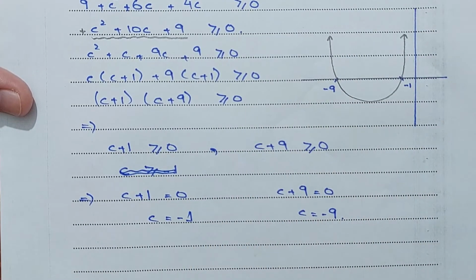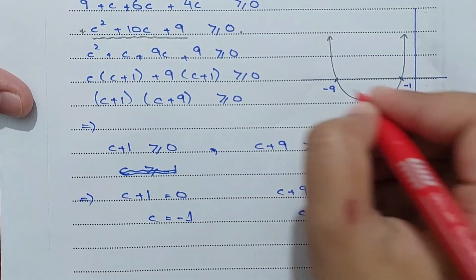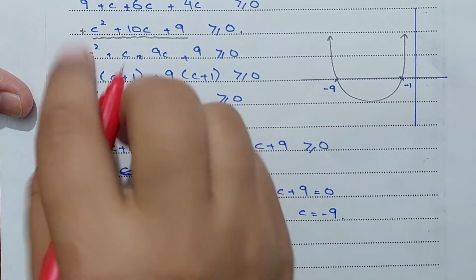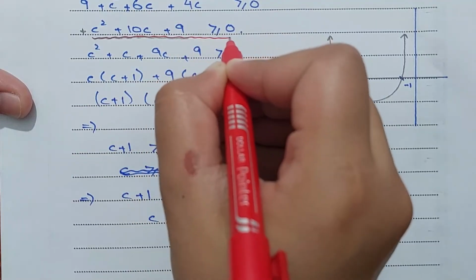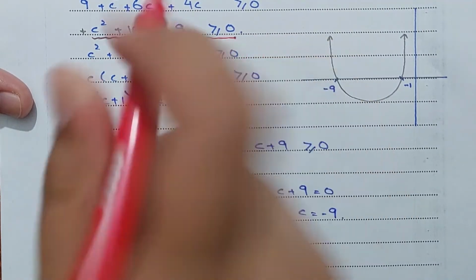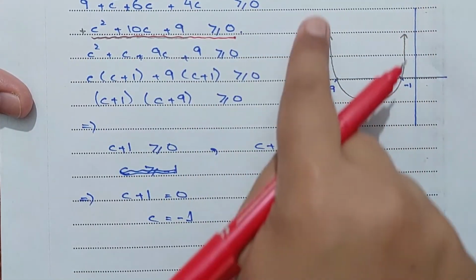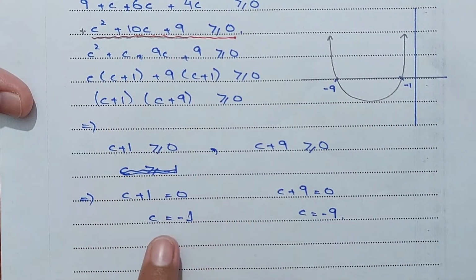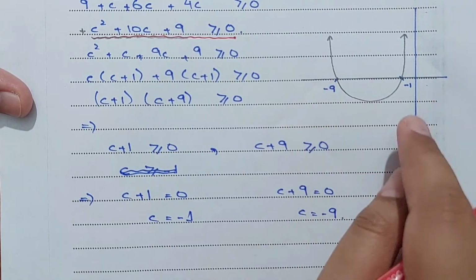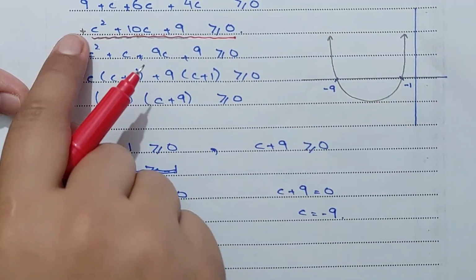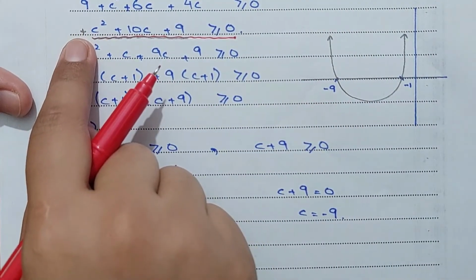Let me explain one more time. We are working on the solution when this is greater than or equal to 0, because we have a quadratic equation. This is a sketch of this quadratic equation, and the roots are minus 1 and minus 9, which I already plotted. It's a parabola, and it opens upward because the c squared coefficient is positive, right?